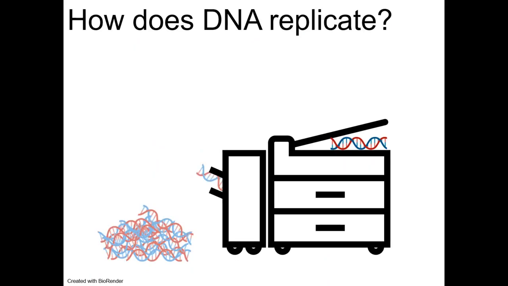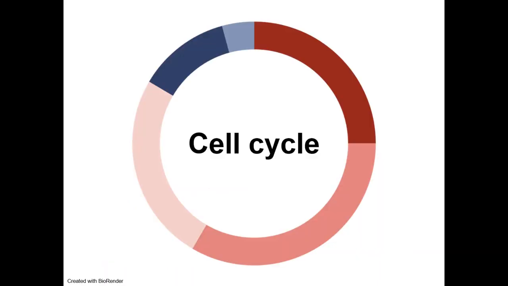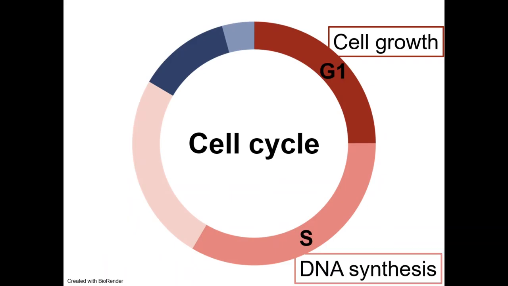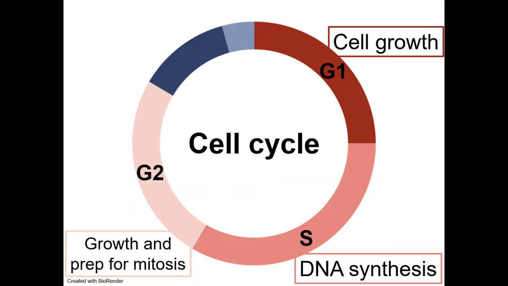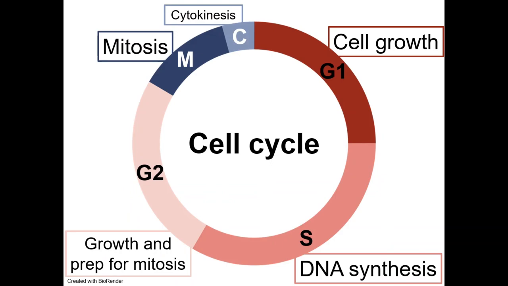How does DNA replicate? We make copies of things with a copy machine. Plants have their own version of this. Let's talk about how it works. Replication occurs during interphase. An interphase consists of 3 important phases: cell growth, DNA synthesis, and finally, additional growth and preparation for mitosis. DNA replication occurs during the DNA synthesis phase, or S phase. Mitosis occurs within the nucleus, followed by cytokinesis, where one cell divides into 2.